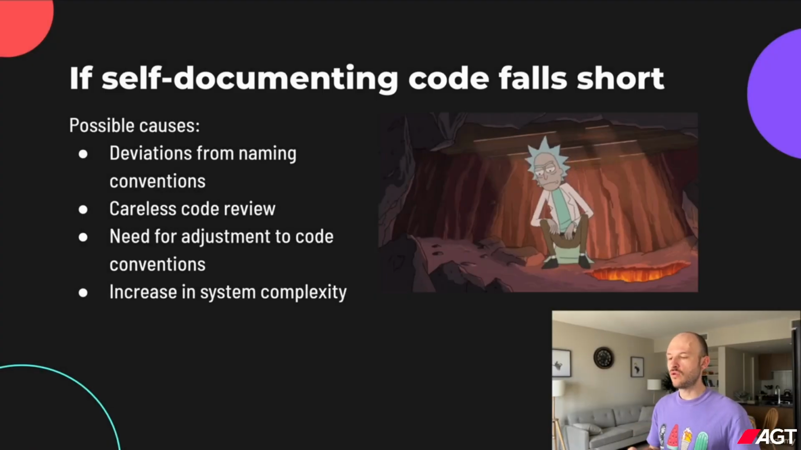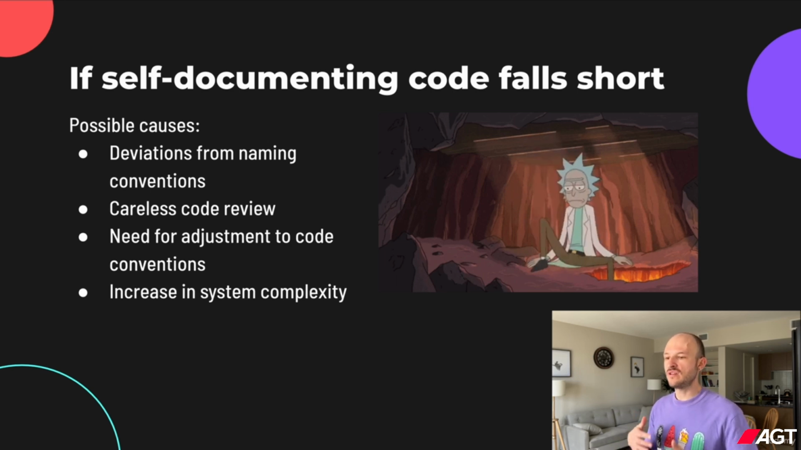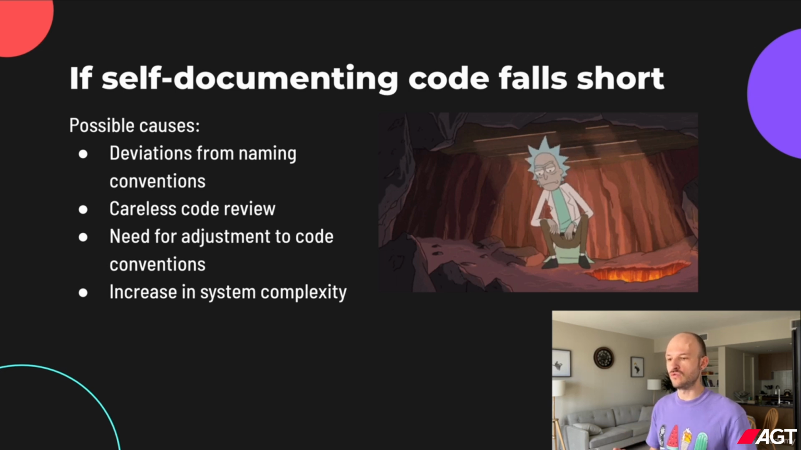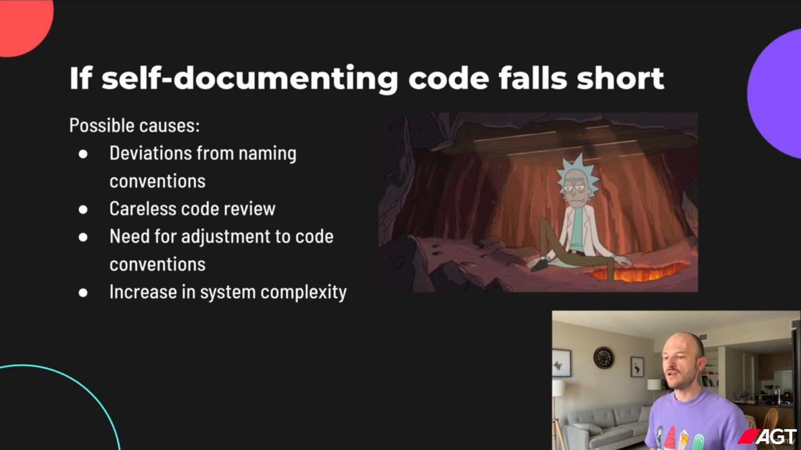When self-documenting code falls short, it's time to investigate. It's essential to figure out why it's no longer effective. Possible causes may include deviation from naming conventions, careless code review, a need for adjustments to current code conventions, and an increase in system complexity. The first reason can often be addressed through human interaction and communication. However, the last one is a challenge that we may have limited influence over. If it is the issue, you'll need to start writing comments and supplementary documentation for your code.